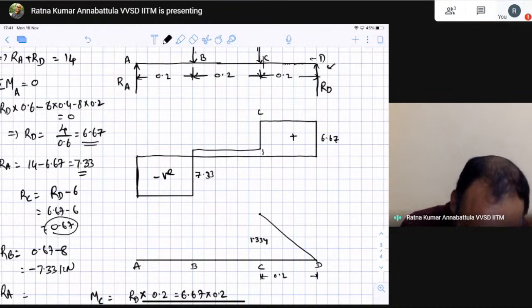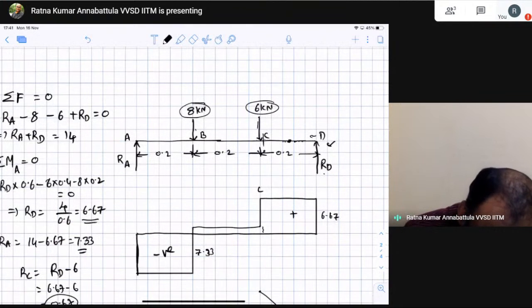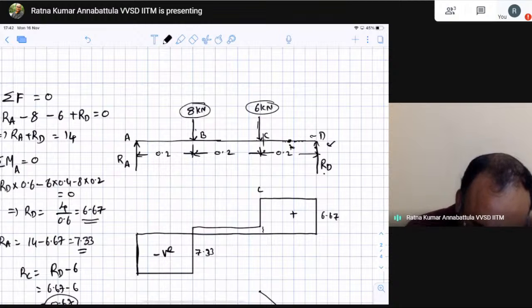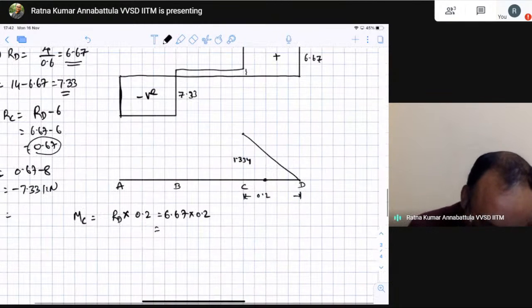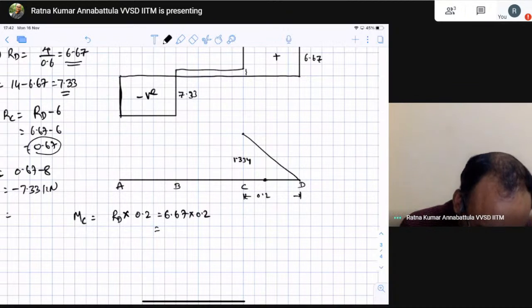The reason for that is, if you are calculating bending moment at this point, for instance, somewhere here, then the bending moment will be this times this distance, right? So basically the bending moment is changing from point D to point C linearly, and that is what is represented by this linear line. Okay.